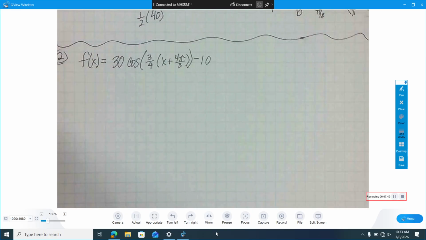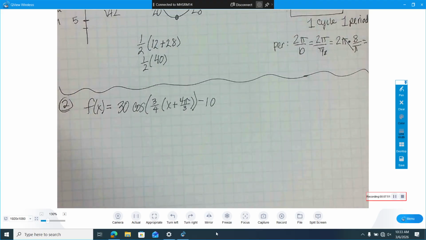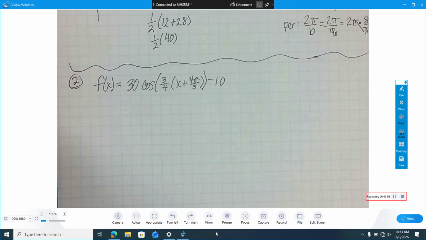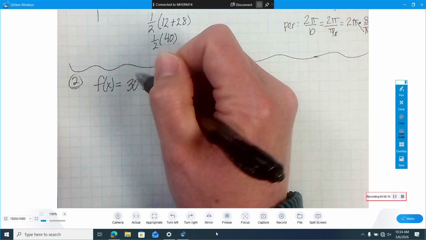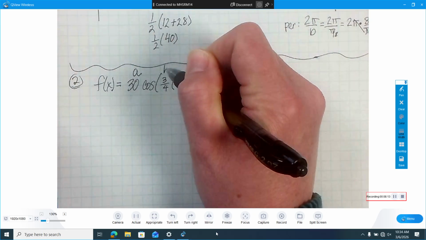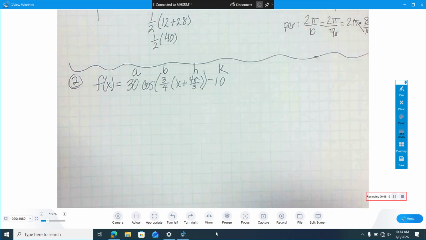So here's the second one. f(x) equals 30 cosine of 3/4 times the quantity x plus 4 pi over 3, and then minus 10. So again, this has all the different transformations. We have an A and a B and an H and a K.